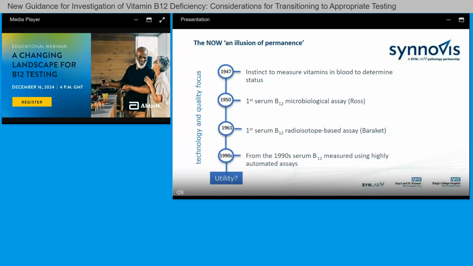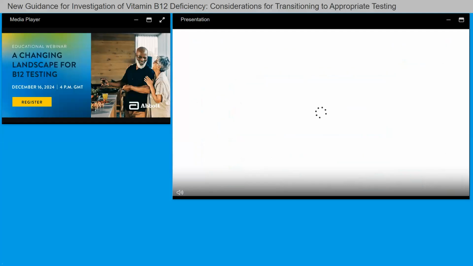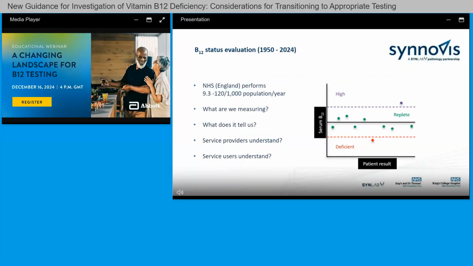At the same time, we have seen, quite rightly, an increase in quality. So now we're in a position where we can generate a highly automated serum B12 result in a high quality environment. But have we spent sufficient time thinking about the utility of the test itself? Well, I hope so, because we perform a lot of them.